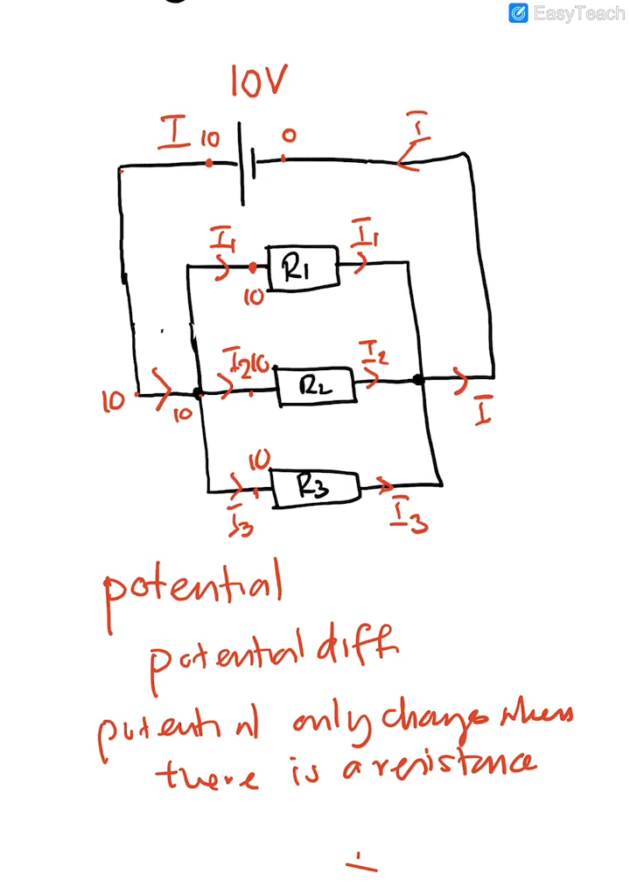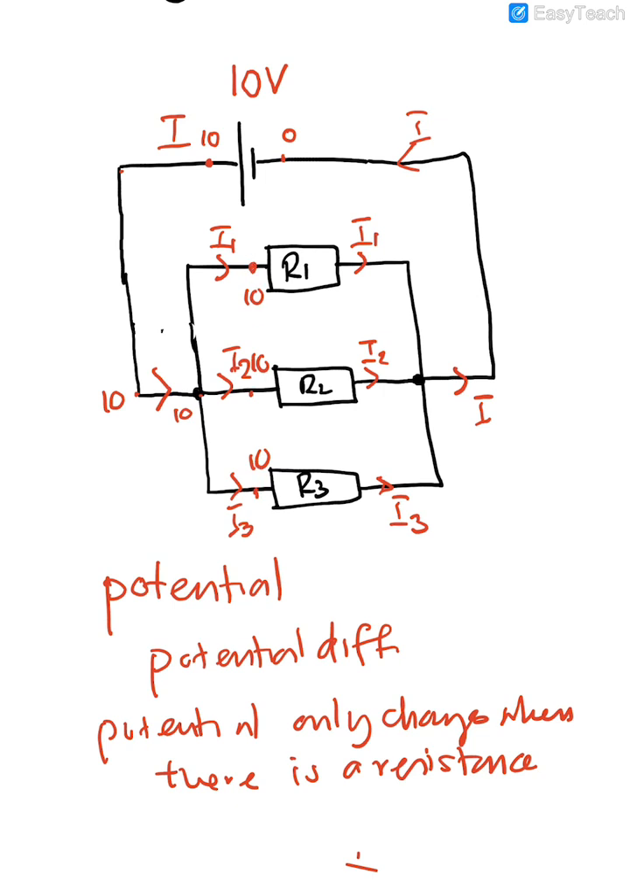Reason being, although there are 3 wires, you might think it's split up into 3 parts, but no, because there is no resistor between this point here and these 3 points here. So the potential remains as 10, 10, and 10.